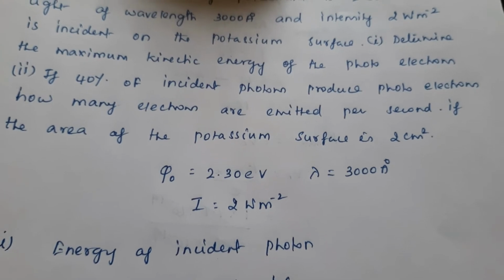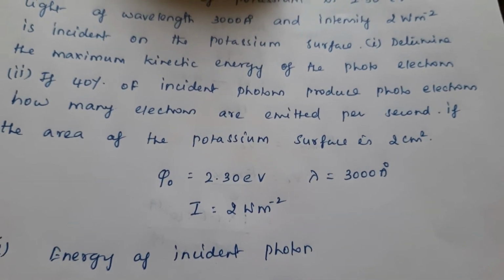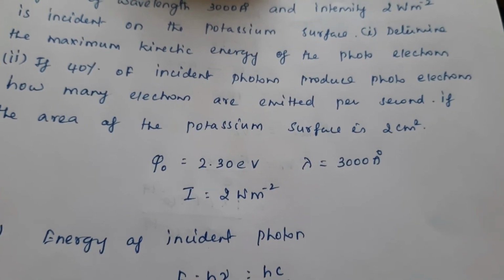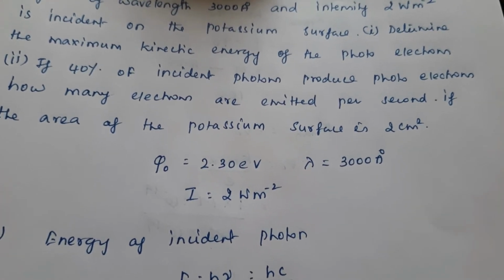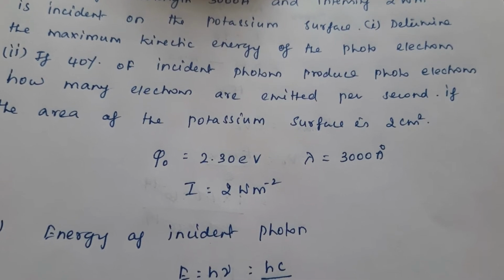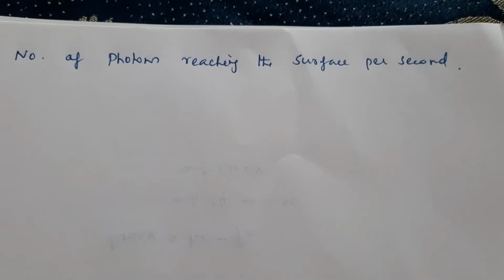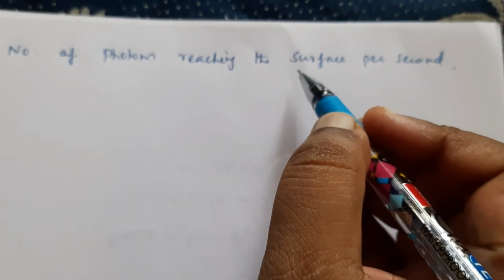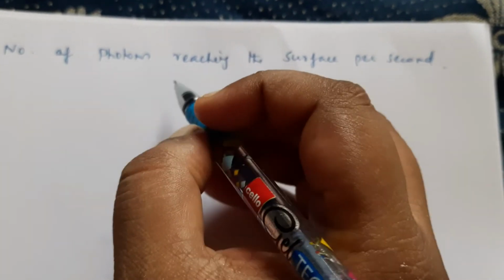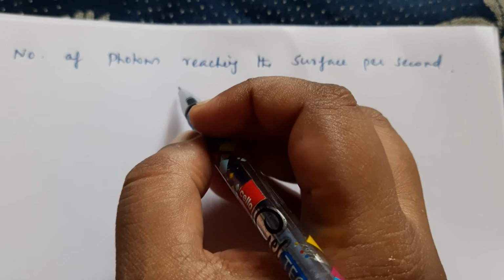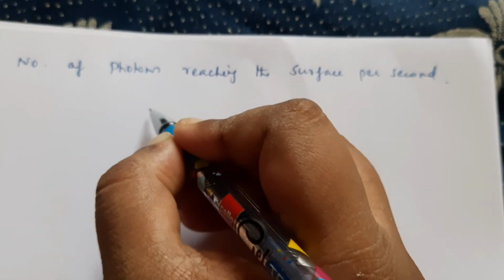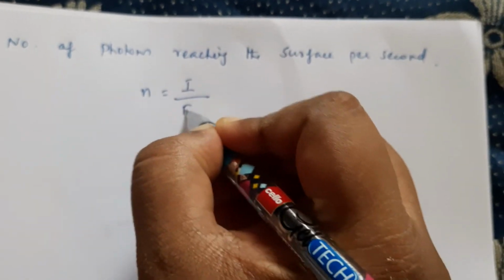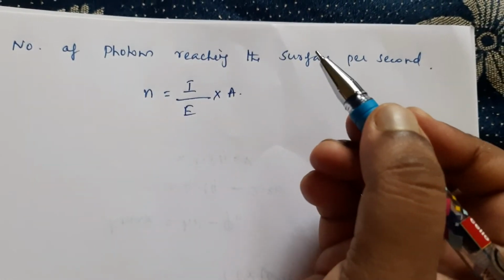If 40% of incident photons produce photoelectrons, how many electrons are emitted per second if the area of the potassium surface is 2 centimeters square? Okay. Number of photons reaching the surface per second. Okay. So that is given by the formula N is equal to intensity by energy into area.